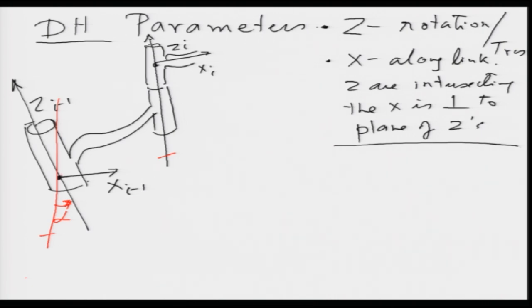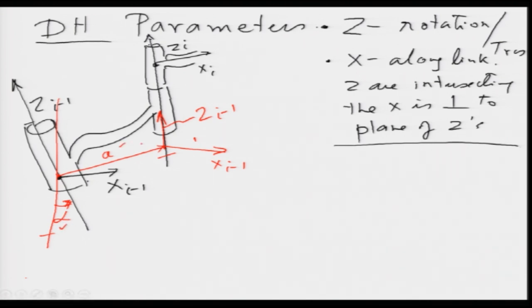The next transformation we do is we take the origin of the z i minus 1 axis and translate it till here. This is a translation, and we translate it by a distance of a i. What we find now is that the z i minus 1 axis is aligned with the z i axis. This is my z i minus 1 axis, and the x i minus 1 axis is like this now. So, what were the two transformations? One was alpha, the other one was a.